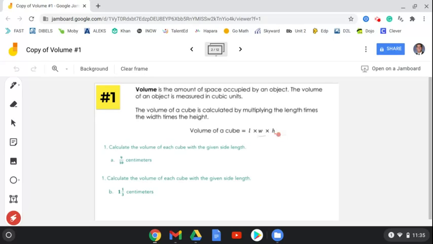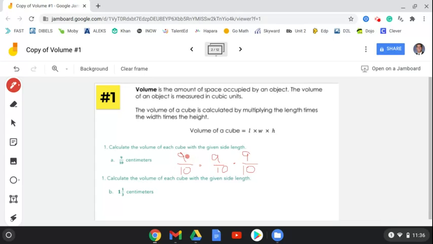So in part 1 here, calculate the volume of each cube with the given side length. So if our side length is 9/10 of a centimeter, that 9/10 of a centimeter is our length, our width, and our height, because in a cube, it's all the same length. And so I need 9/10 times 9/10 times 9/10. Right? The length is 9/10, the width is 9/10, and the height is 9/10.